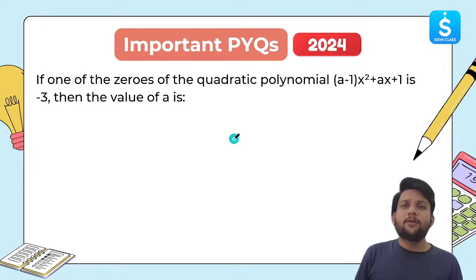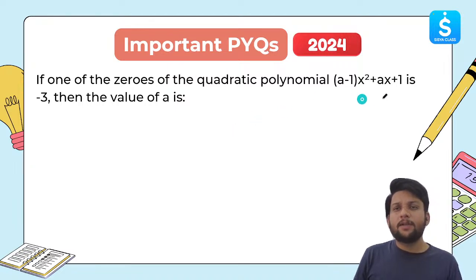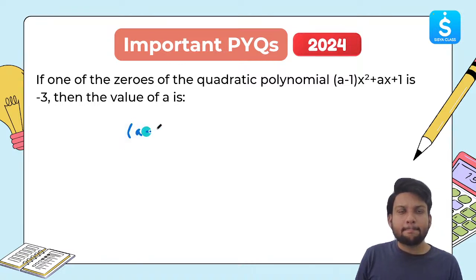If one of the zeros of the polynomial (a minus 1) x squared plus ax plus 1 is minus 3, what is the value of a? First of all, if one of the zeros of the polynomial is minus 3, that means if I put x equals minus 3, the answer is 0. So let's do this. I will get (a minus 1) times x squared, that is minus 3 whole squared, simply 9, minus 3a plus 1 equals 0.